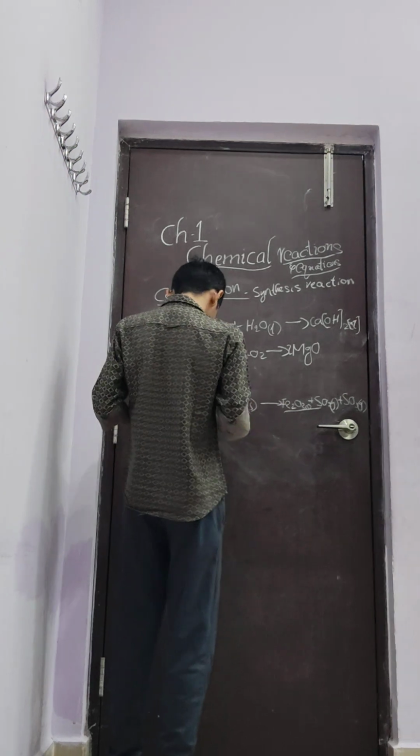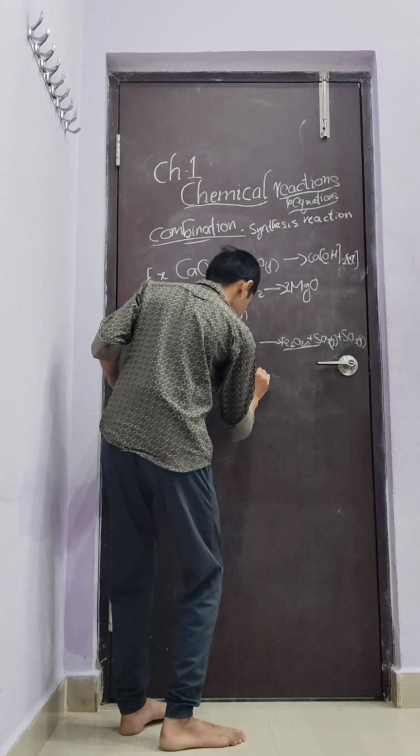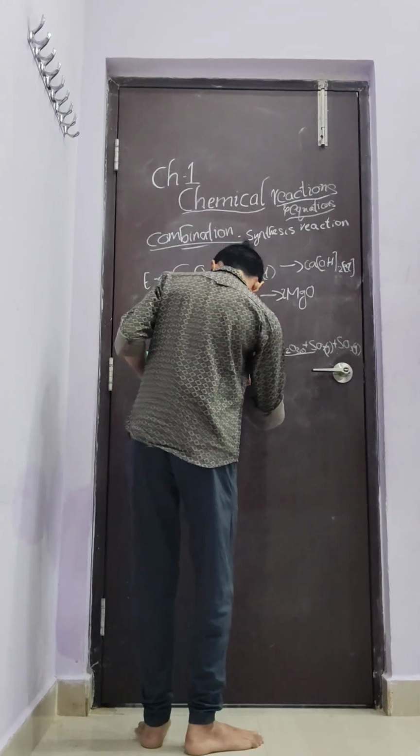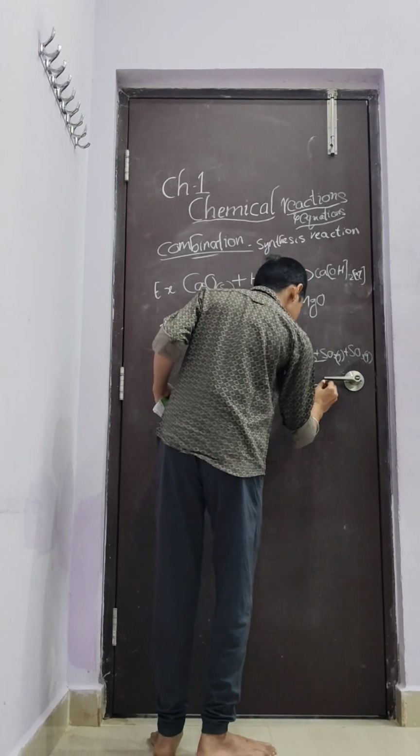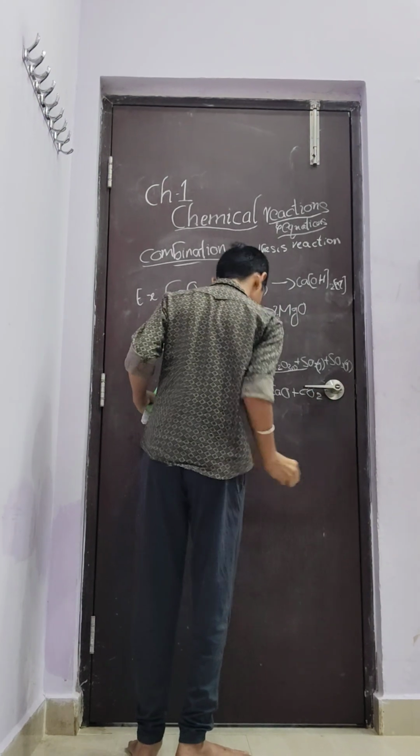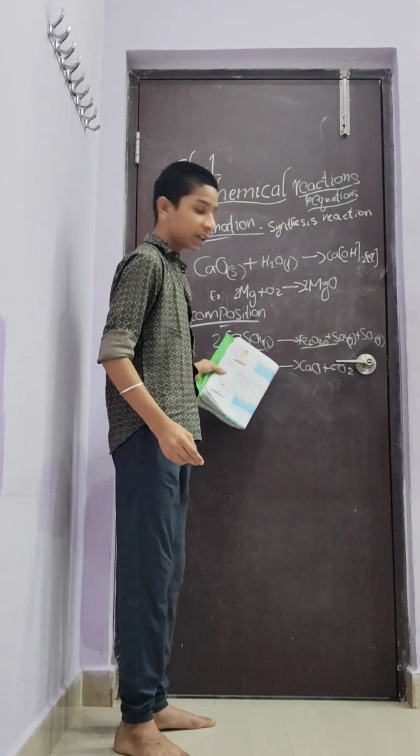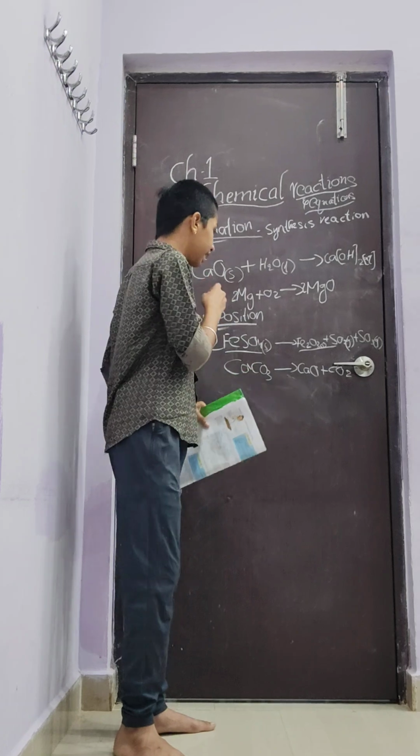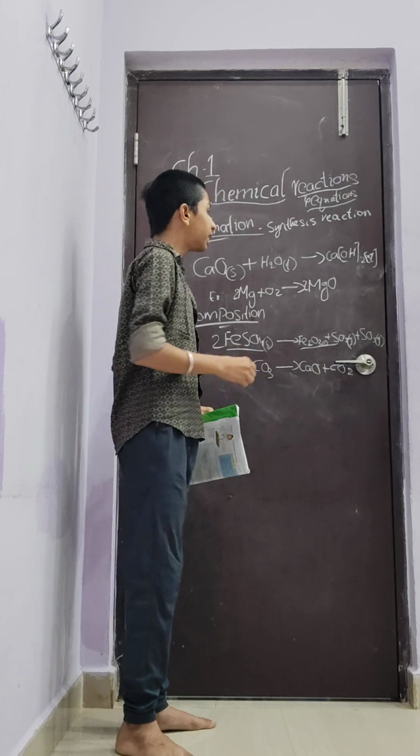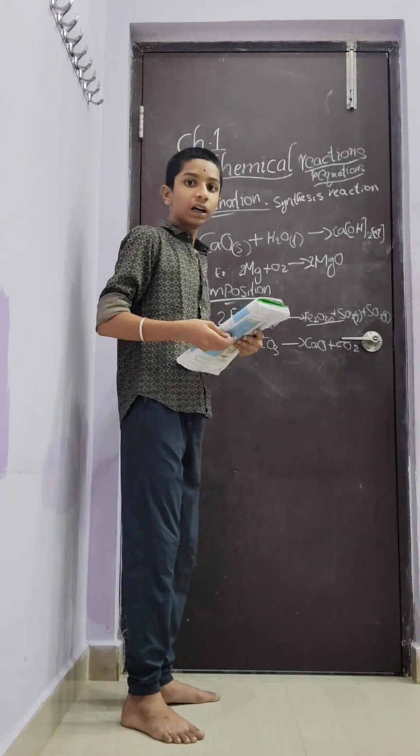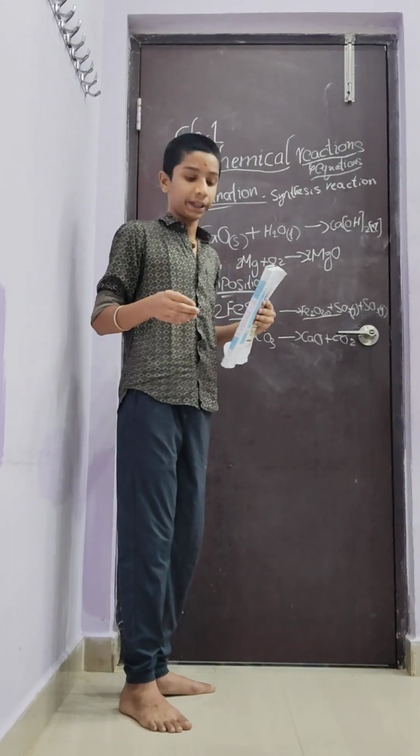Some other examples of decomposition reaction are CaCO3 gives CaO plus CO2. This decomposition reaction is an endothermic reaction; it absorbs heat and produces products. Here, combination reaction is an exothermic reaction; it releases heat. So exothermic is releasing heat, endothermic is absorbing heat.